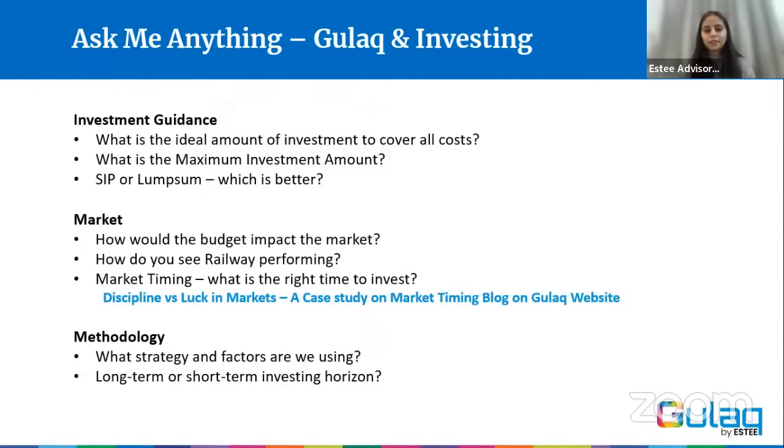So, the next topic that we shall be covering is regarding the market. People are very curious to know your views on what is happening in the market. They want to know about the budget impact on the market, and if they should expect a bigger rebalance in their portfolio after the budget is announced.